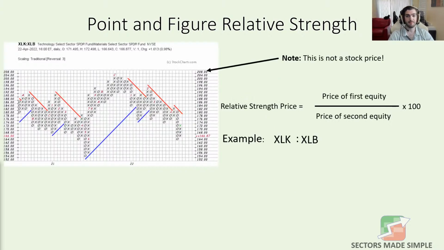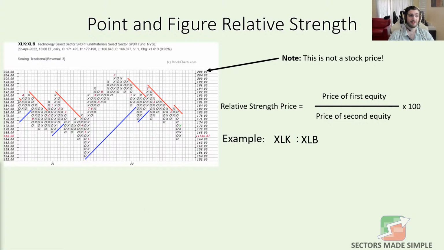So let's really quickly do an example using the chart over there, to see how we would turn prices into a relative strength chart. Again, what we see on this chart, those values are not a stock price. There is no thing XLK, XLB that you can go into Fidelity and buy. It is not $166.87. That again is the ratio between those two securities.